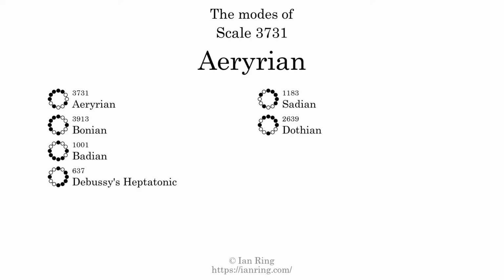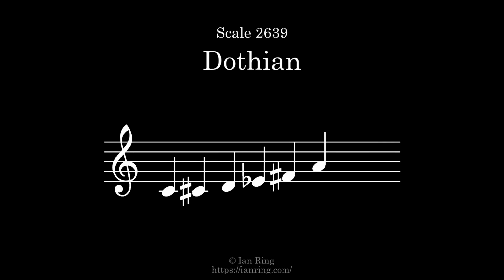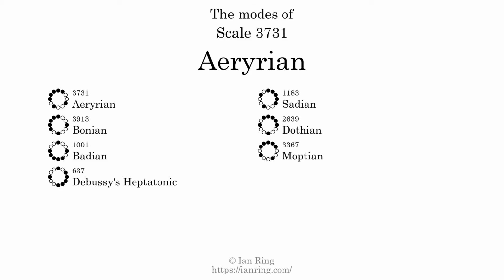The sixth mode is scale 2639, also known as Dothian. It sounds like this. The seventh and last mode is scale 3367, also known as Moption. It sounds like this.